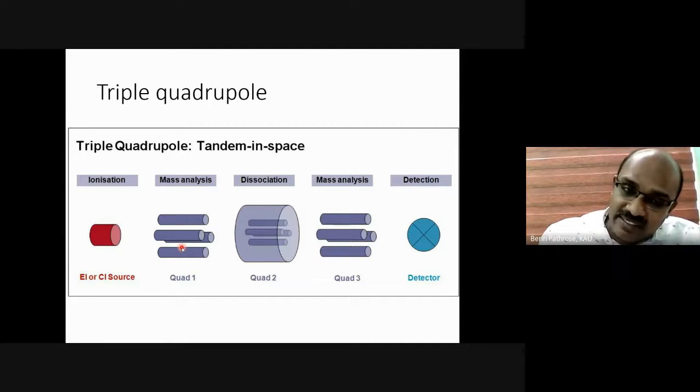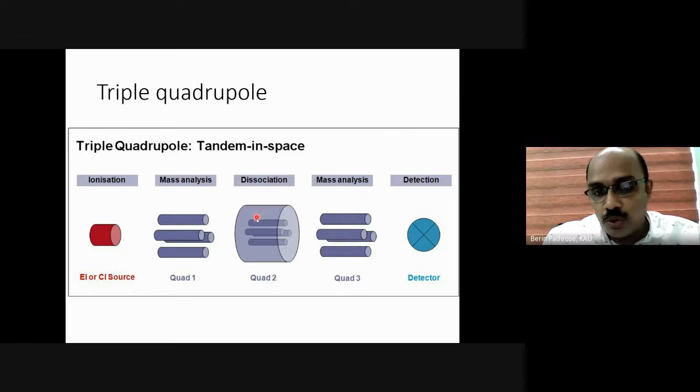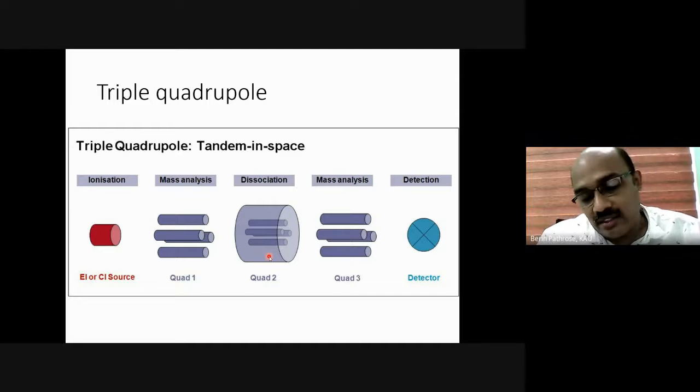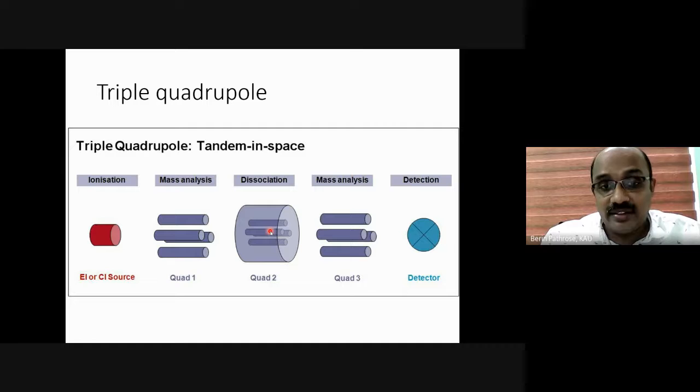But now in GC-MS/MS instruments, once the mass is analyzed, the compound gets dissociated in the second quadrupole, Q2. Sometimes it is also called a collision cell. I will show it later. This is the first quadrupole, this is the second quadrupole, and this is the third quadrupole. Here the mass is analyzed, it is passed on to the collision cell, and in the collision cell it is broken down into daughter ions.